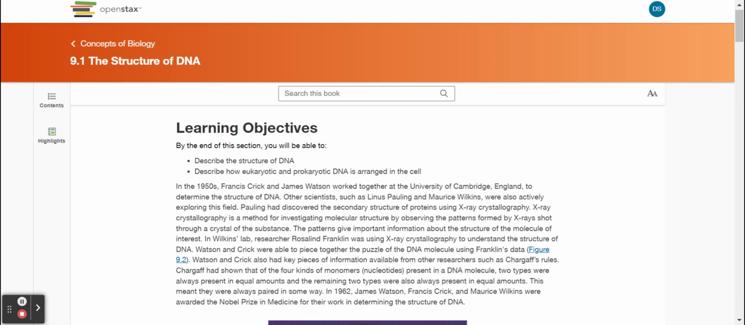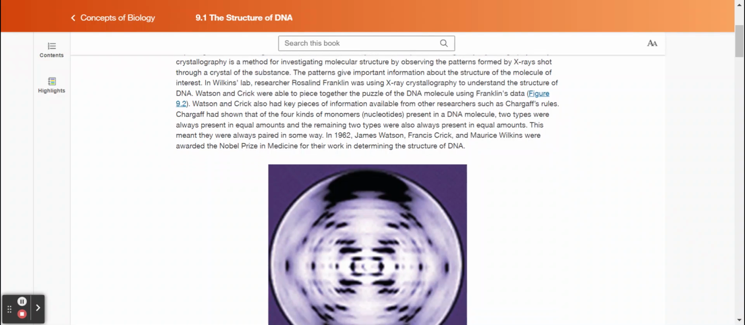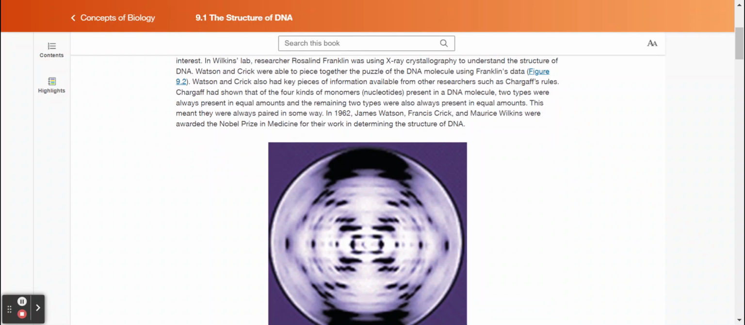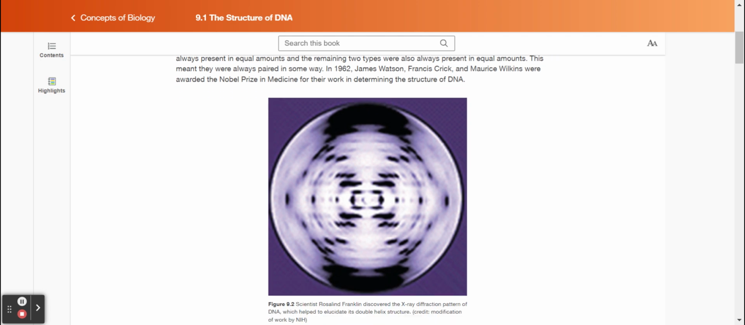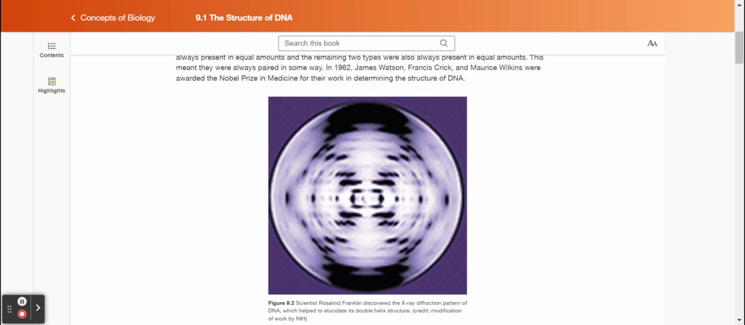Watson and Crick also had pieces of information available from other researchers, such as Chargaff's rules. Chargaff had shown that of the 4 kinds of monomers, nucleotides, present in a DNA molecule, 2 types were always present in equal amounts, and the remaining 2 types were also always present in equal amounts. This meant that they were always paired in some way. In 1962, James Watson, Francis Crick, and Maurice Wilkins were awarded the Nobel Prize in Medicine for their work in determining the structure of DNA.